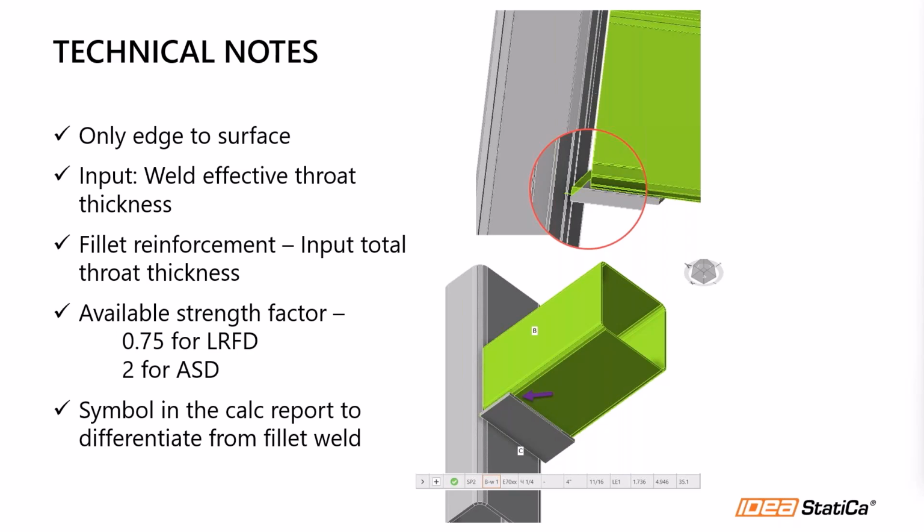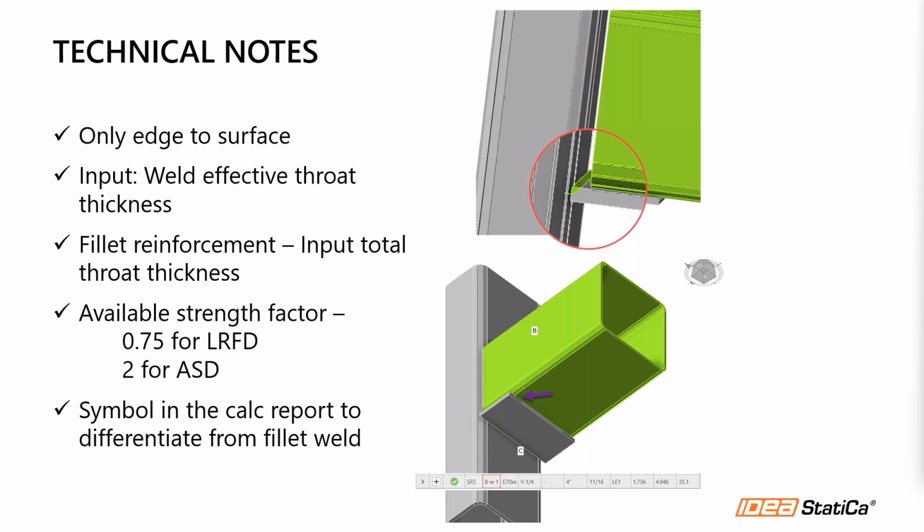Now, the factors that are available for the design of the different codes, either LRFD or ASD, are as shown, and this corresponds to both the shear and tension load. So we're only using one available strength factor, and that is the worst case scenario for both shear and tension, so that only one factor is used. Lastly, we are changing the symbol for the report and the counts so that you can differentiate between fillet welds and PJP welds.